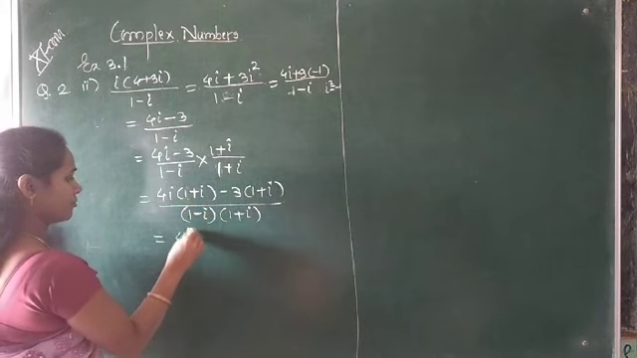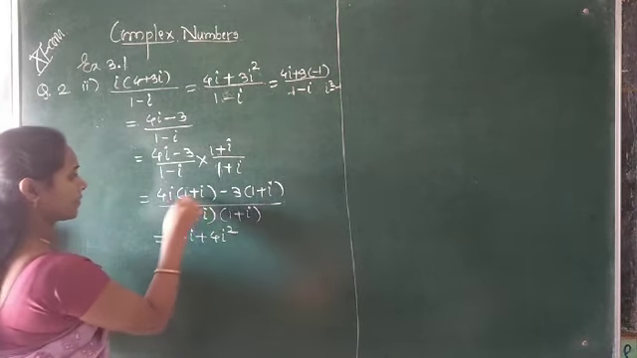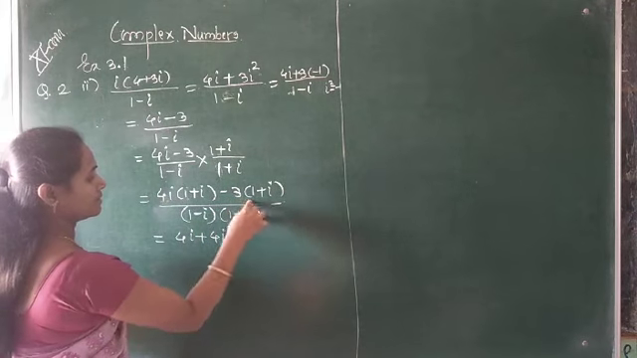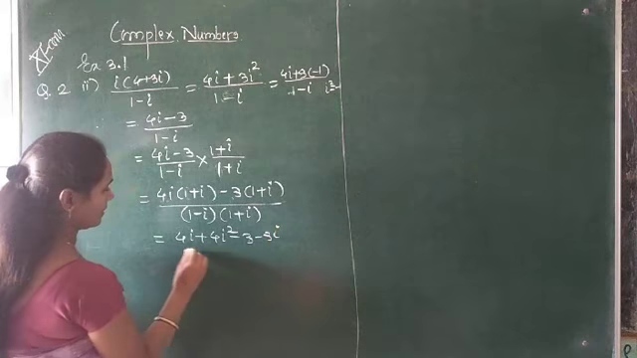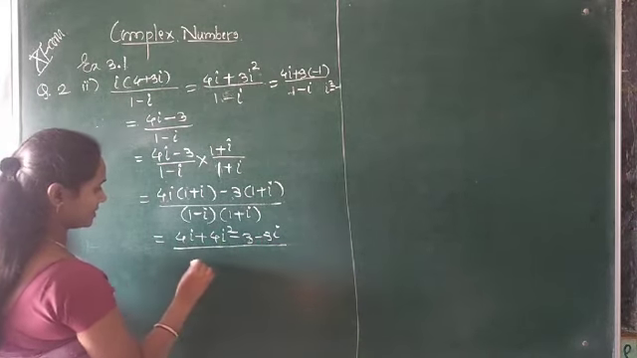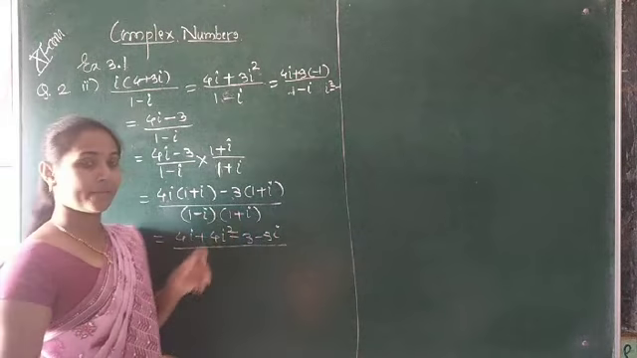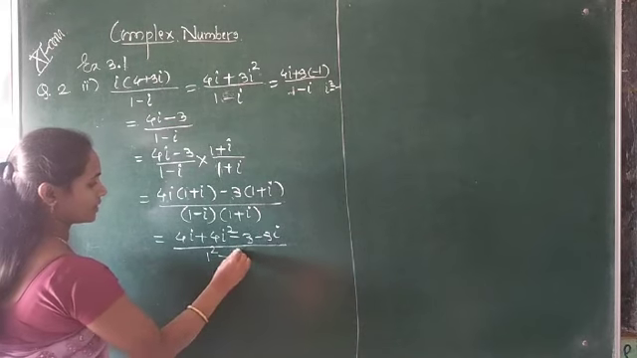4i into 1 is 4i, plus 4i into i, 4i square. Minus 3 into 1, minus 3, minus 3i. Divided by, see here, 1 minus i into 1 plus i. (a plus b)(a minus b) is a square minus b square, so 1 square minus i square.